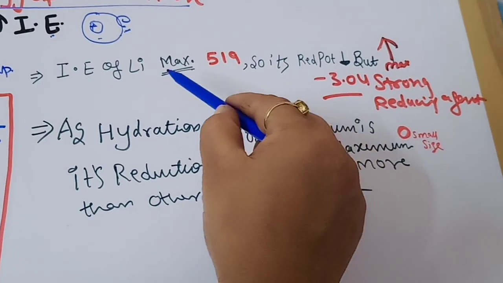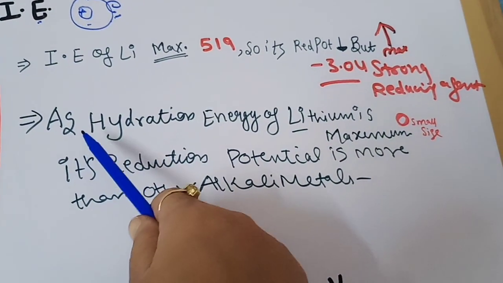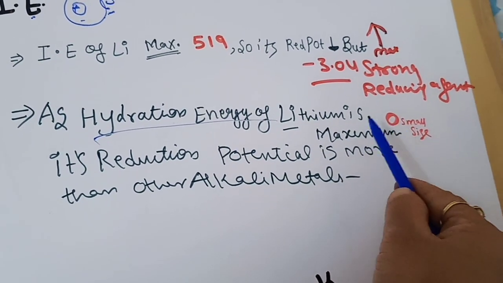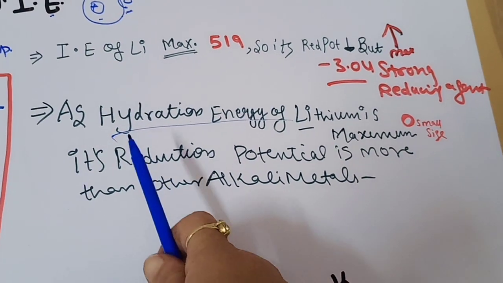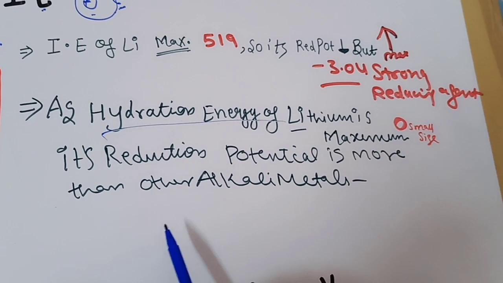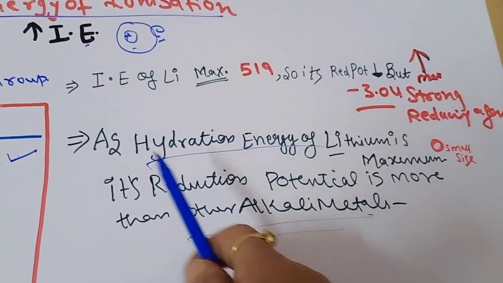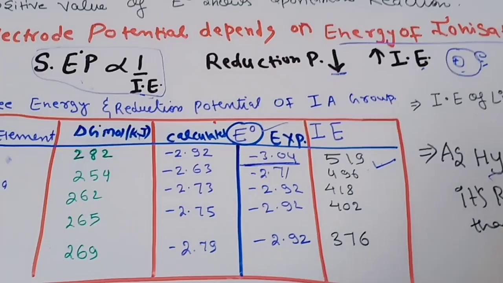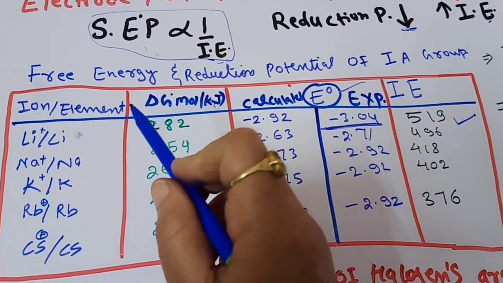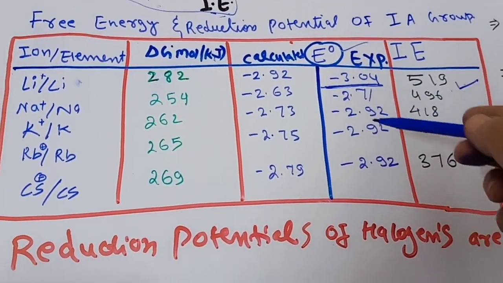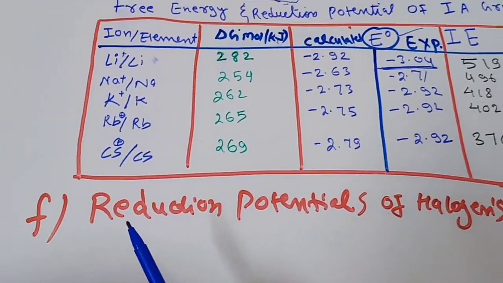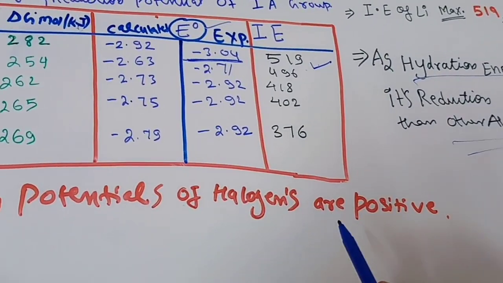We can explain this property with the help of the hydration energy of lithium. The hydration energy of lithium is maximum because of its small size. Because of the hydration energy values, its reduction potential is also more than the other alkali metals. So with the help of hydration energy and our redox cycle, we can explain that lithium's reduction potential is more compared with the other alkali metals, and it also acts as a strong reducing agent. So the last characteristic: the reduction potentials of the halogens are positive.